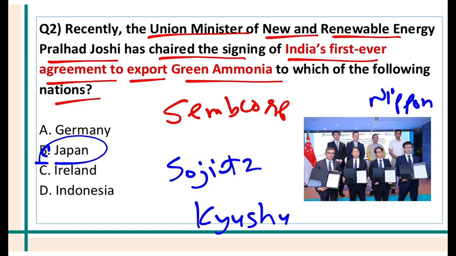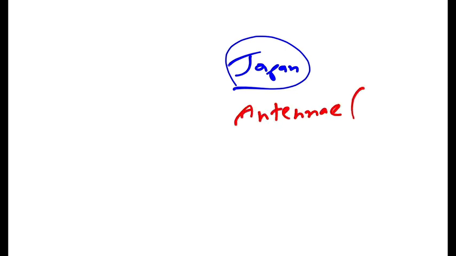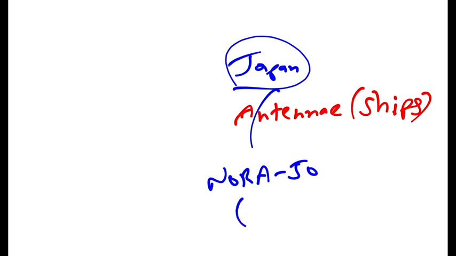And with Japan, let me tell you what Japan is providing India. Japan will provide India with a special antenna that will be used on the Indian naval ships. And what is this antenna? You can call it NORA 50. You can also call it Unicorn antenna. Unicorn or NORA 50 is the name of the antenna that Japan will be providing to India.